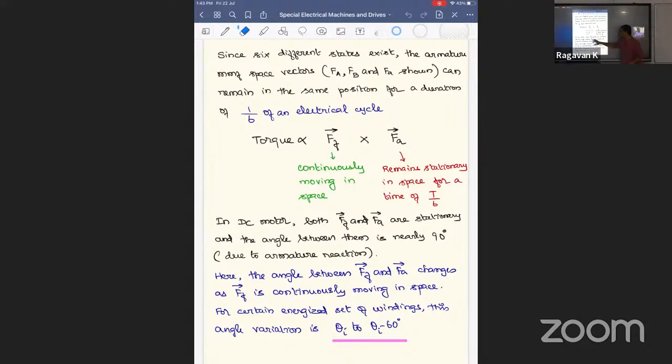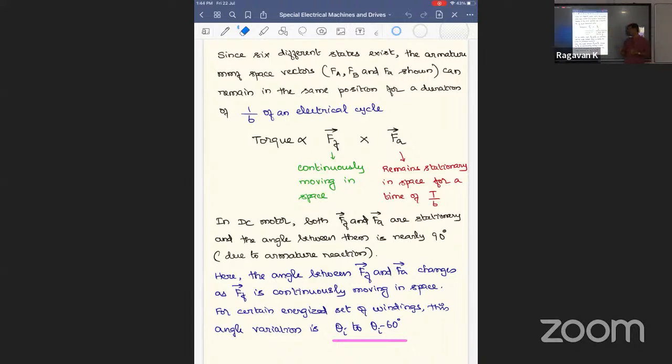Okay, so in the case of a DC motor, both FF and FA are stationary. Earlier I had shown the picture: FF is like this, FA is always like this, and the angle is 90 degrees. Therefore you will get maximum torque all the time, right? Whereas here the angle between FF and FA is continuously changing. Why is it continuously changing? Because FA is fixed, whereas FF is moving, right?